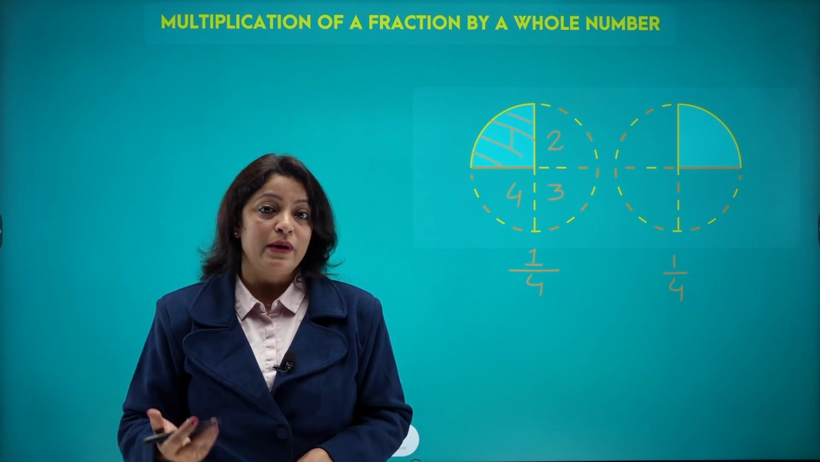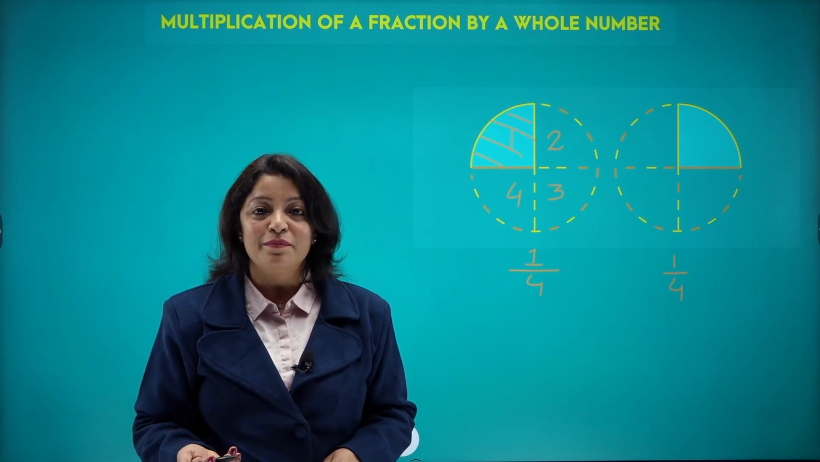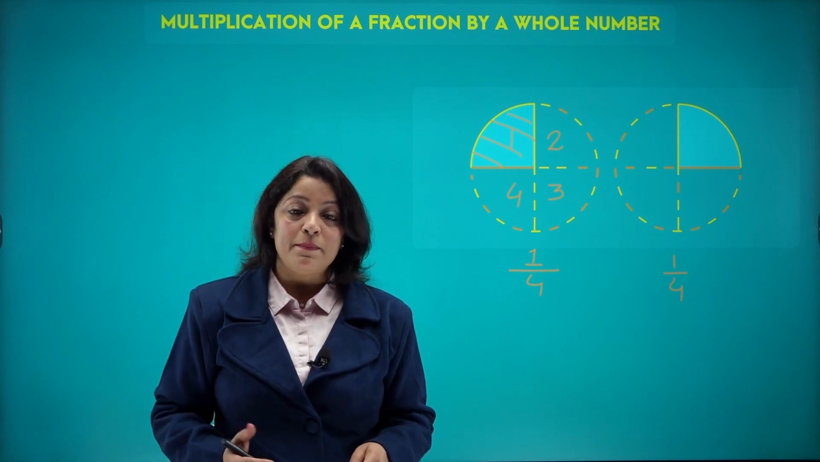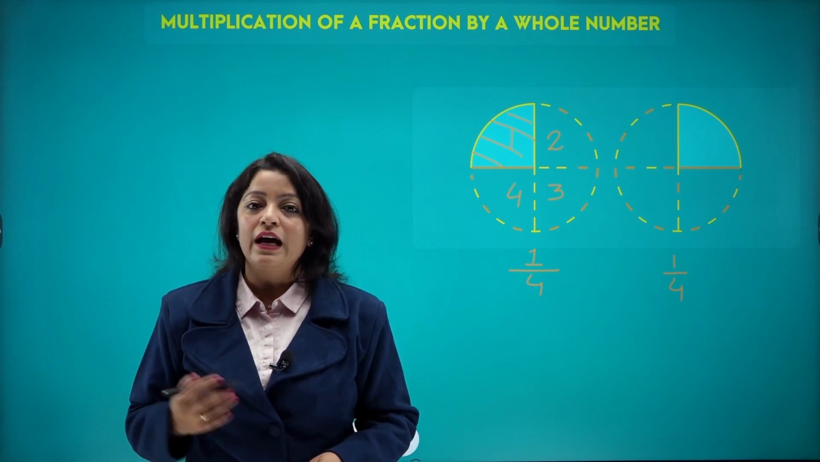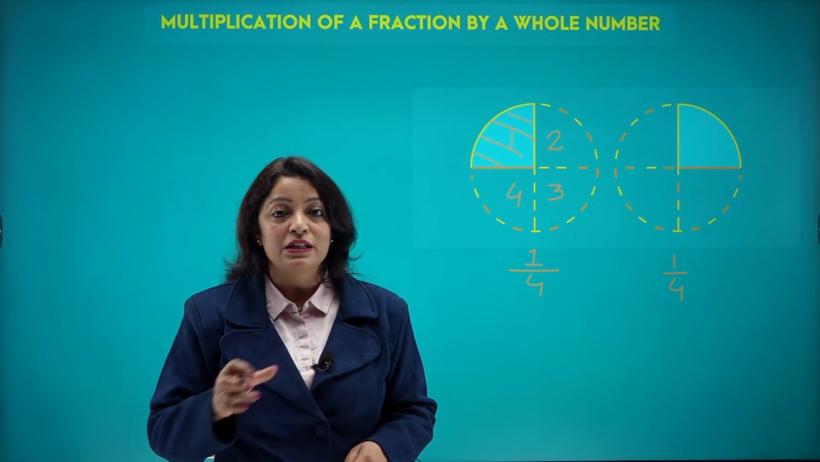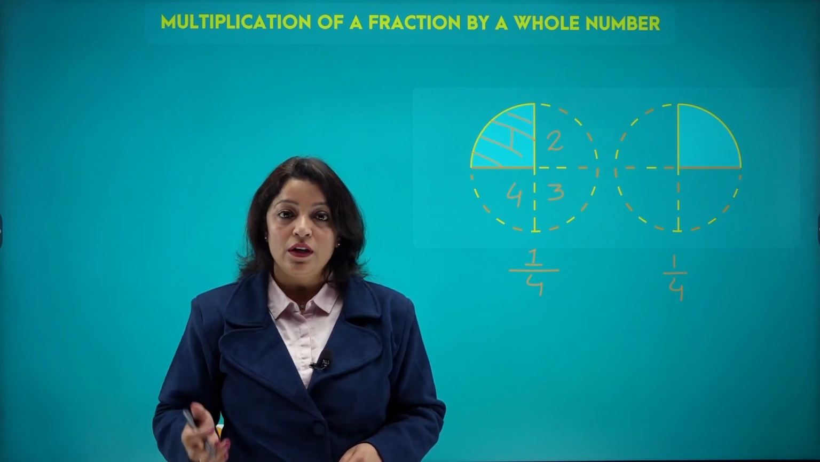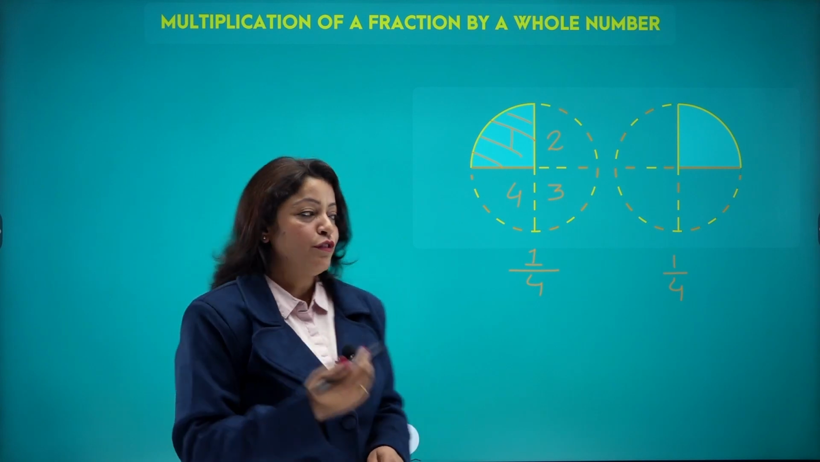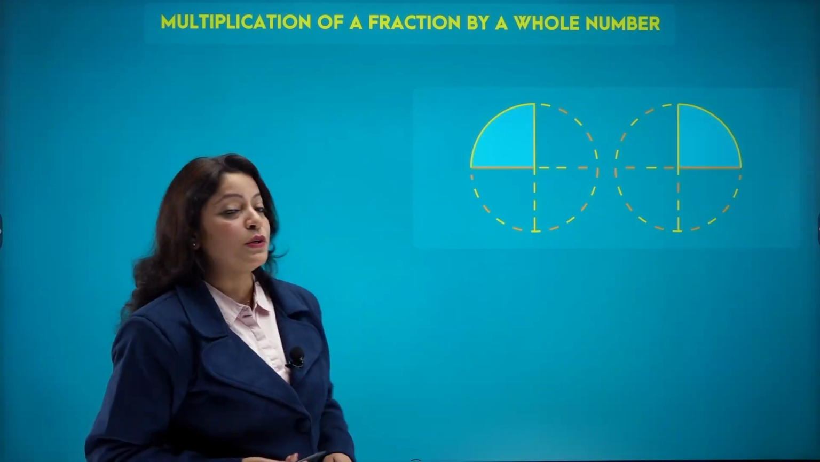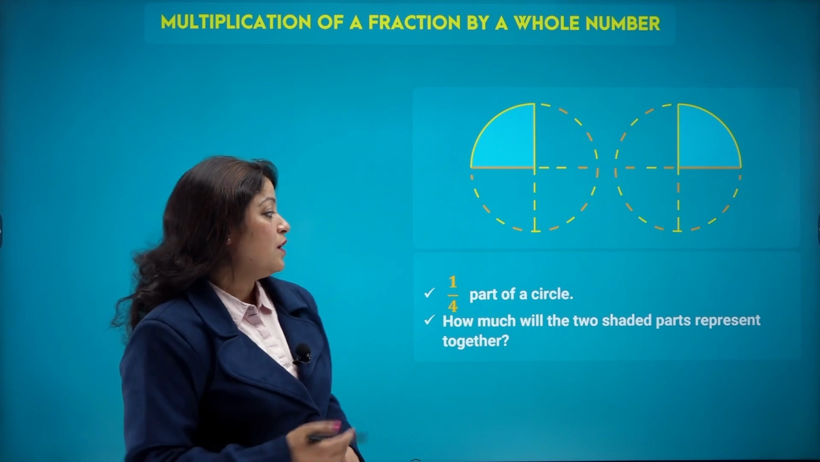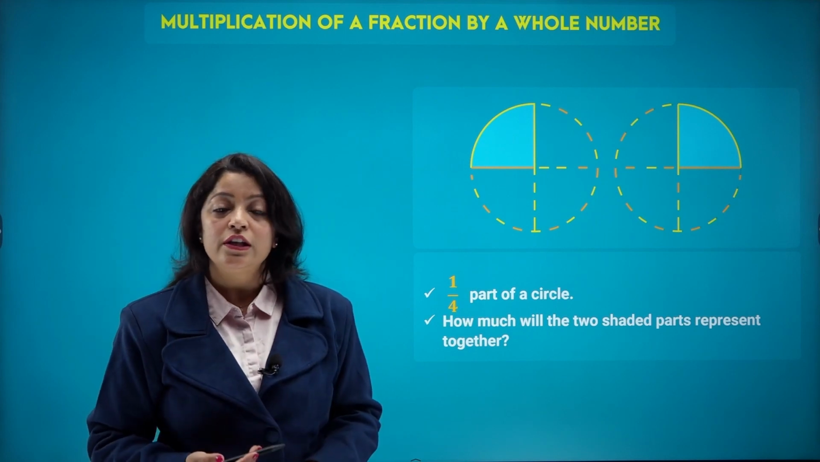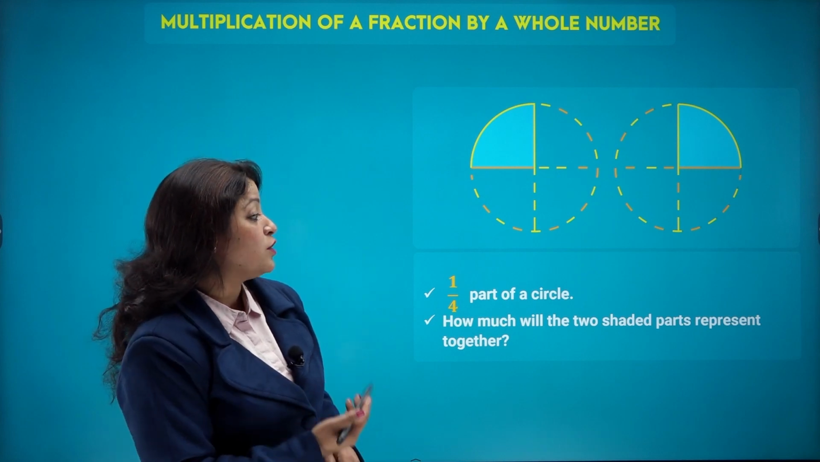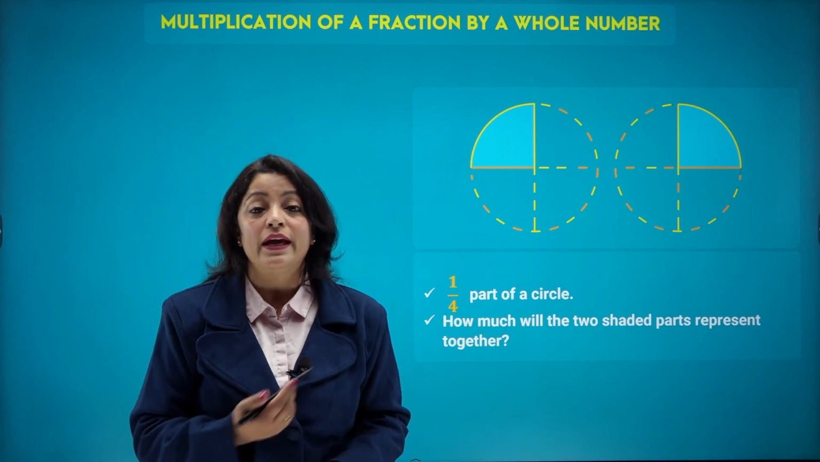And you know what is multiplication? It is nothing but repeated addition. If I am adding the same number again and again, then I can also write it as the multiplication of the number with how many times it is being repeated. For example, if we look at this particular example, then we see 1 upon 4 part of a circle is shaded. So how much will the shaded part total represent together?